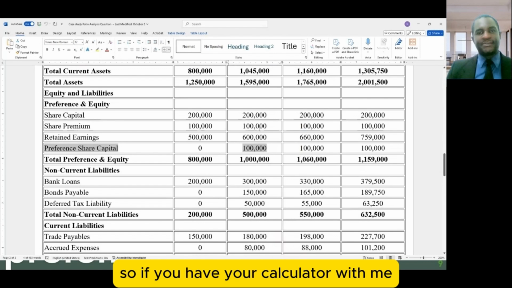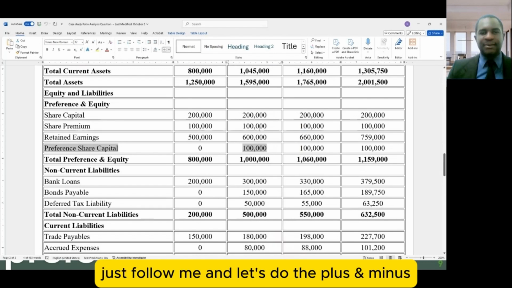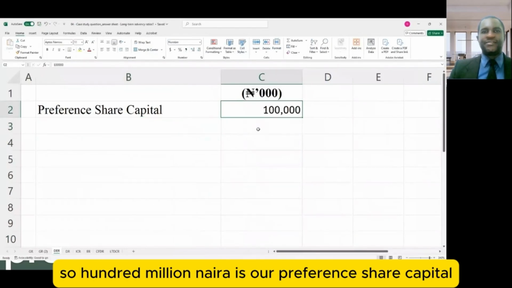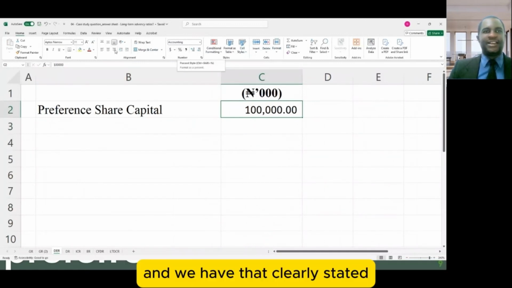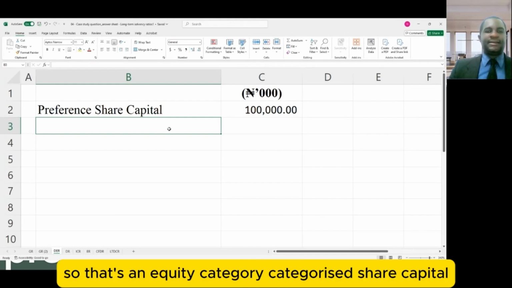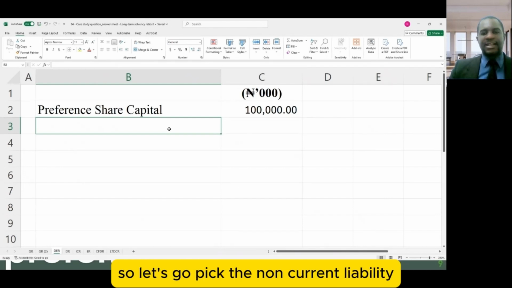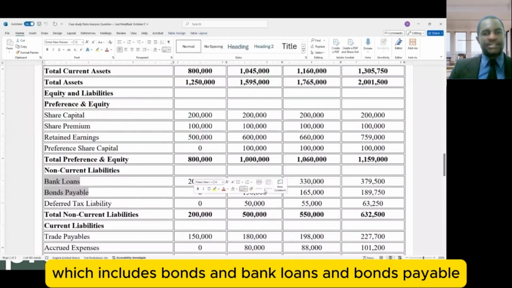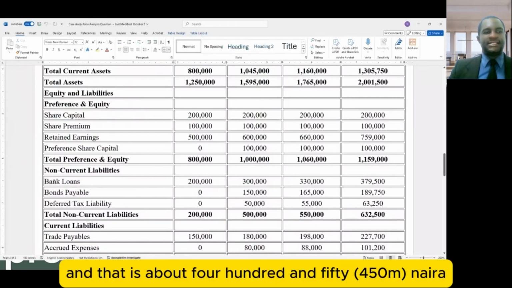If you have your calculator, just follow me, and let's do the plus and minus. I'll be using Excel here to calculate these ratios. So 100 million naira is our preference share capital, and we have that clearly stated. That's categorized as equity share capital. Now let's look at the non-current liability, which includes bonds, bank loans and bonds payable, and that is about 450 million naira.